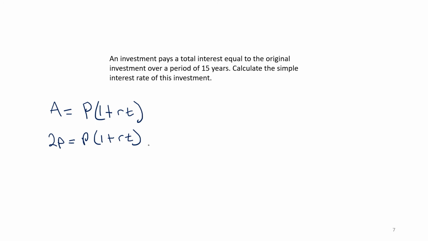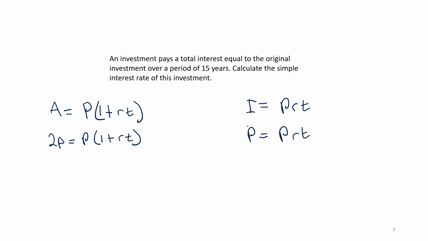I think it is easier to use the other equation for this. If we know that the investment pays interest equal to the original, then with this equation we know that the interest made equals P. So we can interchange these two. I will write P for both of them. P equals PRT. And then we can solve from there.